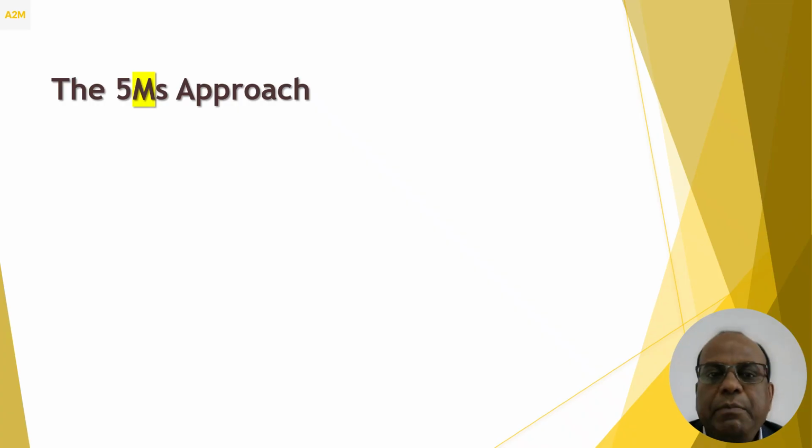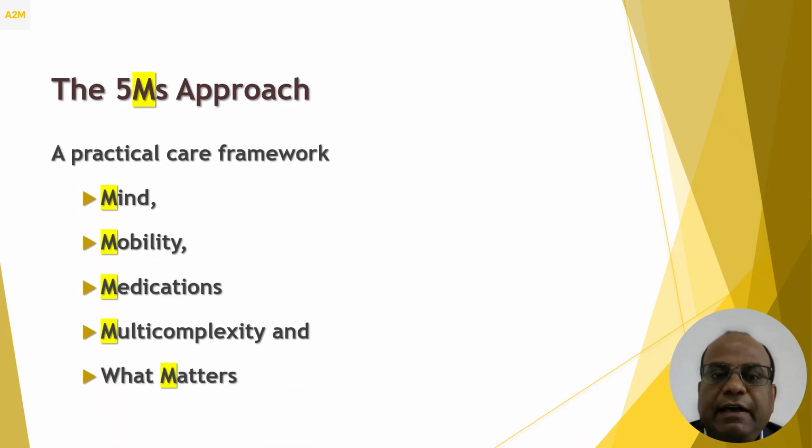So the 5M's framework is a very simple but very helpful way to care for older adults. It covers the 5 key areas: mind, mobility, medications, multicomplexity, and what matters most. Mind refers to memory, mood, and thinking. We must look for dementia, depression, and delirium. All three are common and can greatly affect daily life in older adults.